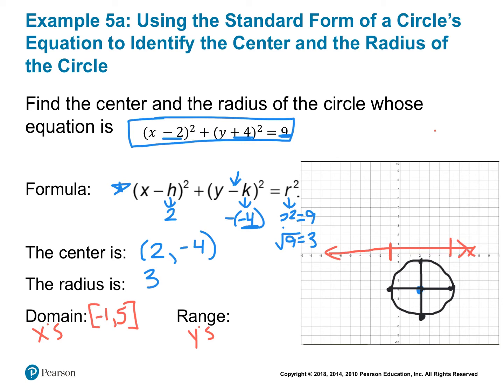Then the range on the y-axis here, we're going from -1 down to -7. So you start with the lowest number. So you could say we went from -7 up to -1. And we're going to use brackets because those are exact points on the circle. They are not open dots.